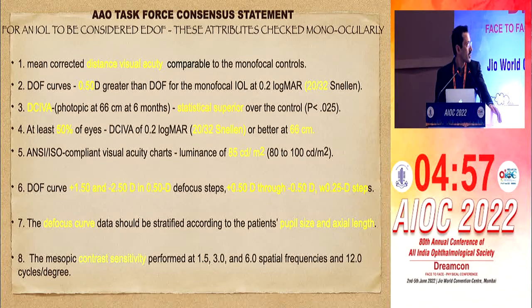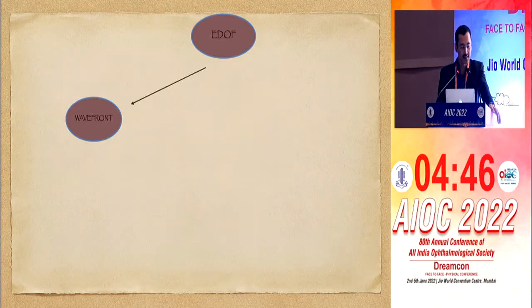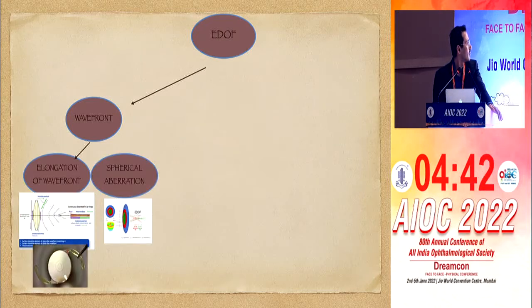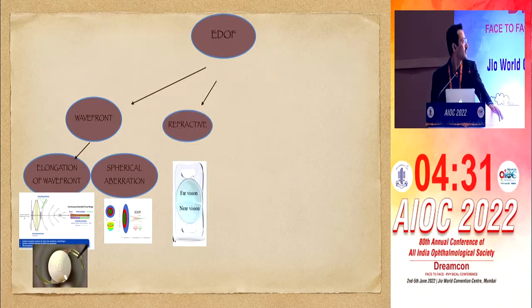The mesopic contrast sensitivity should be performed at 1.5, 3, 6 and 12 cycles per degree contrast. The EDOF lenses currently used are either wavefront based. Here there is an elongation of wavefront, which is used in Vivity lenses, and there is an alternate positive and negative spherical aberration which is induced, which is used in the case of Mini Well lenses.